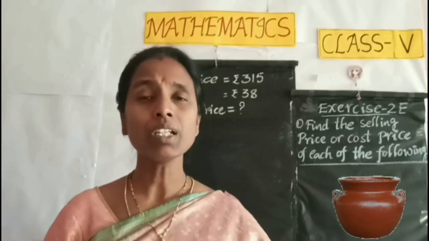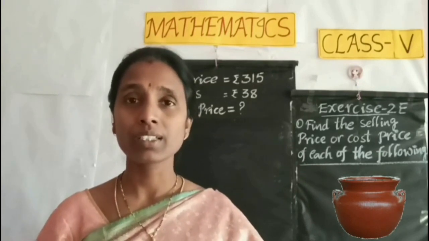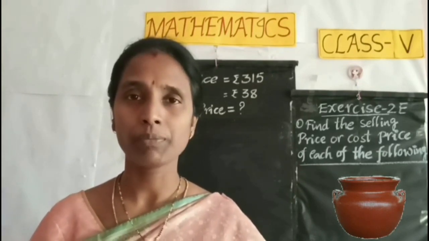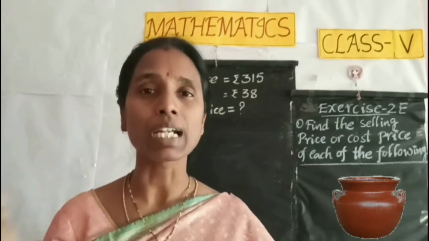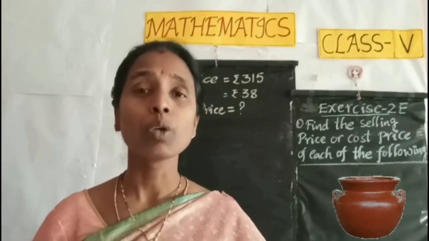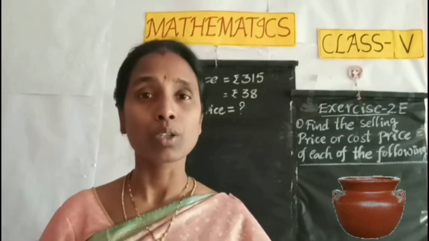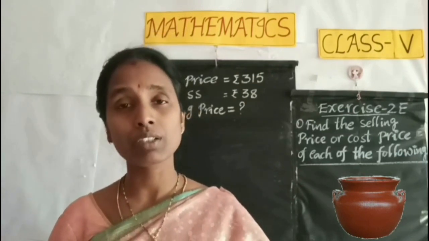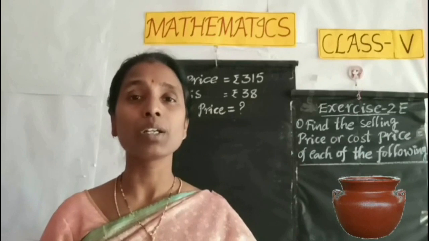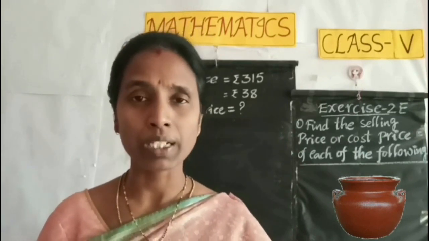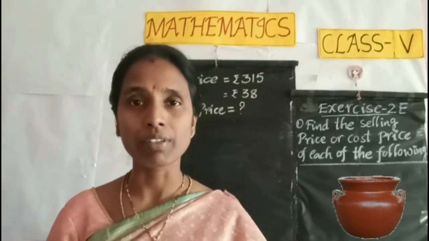Children, today we learned how to find cost price and selling price when either profit or loss is given. What did you understand, children? When two values are given, we can find the third value. It means when cost price and loss are given, we can find selling price. Not only that, when cost price and profit are given, we can find selling price. At the same time, when selling price and loss are given, we can find cost price, and when selling price and profit are given, also we can find cost price.